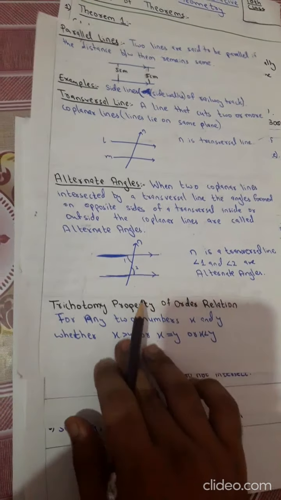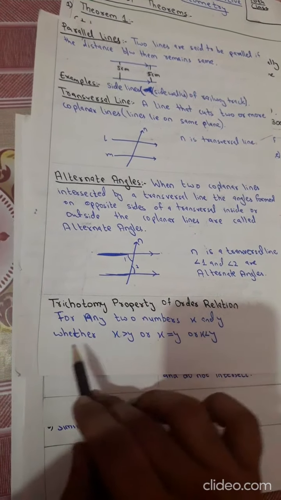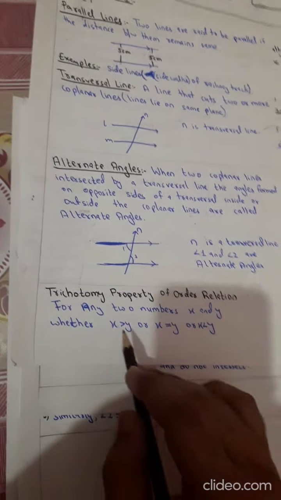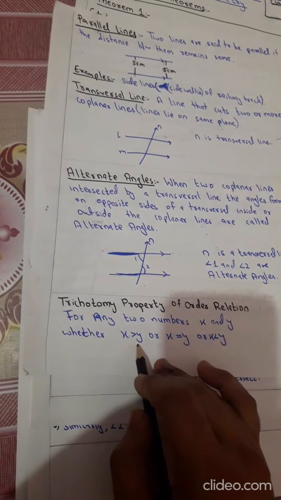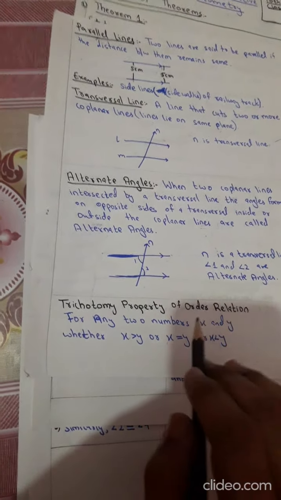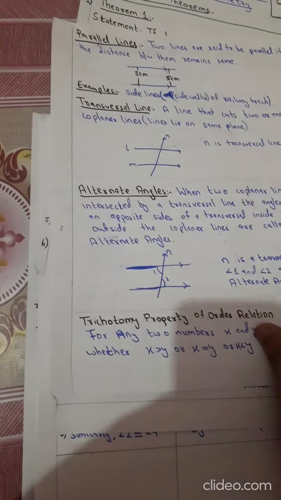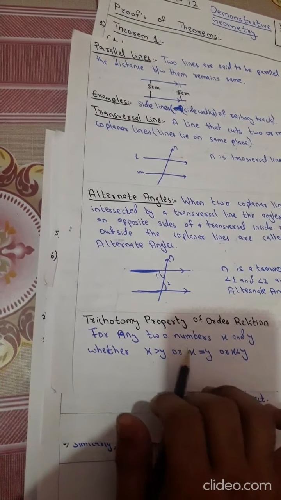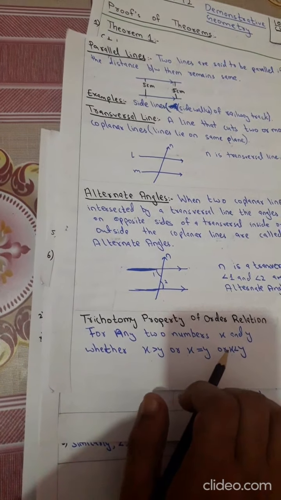Trichotomy property of order relation. For any two numbers x and y, either x is greater than y, or x is equal to y, or x is less than y. It is very simple: one quantity is greater than the other, or one quantity may be equal to the other. There must be some relation. Or we say one number is greater than the other number, or one number is equal to the other number, or one number is less than the other number.